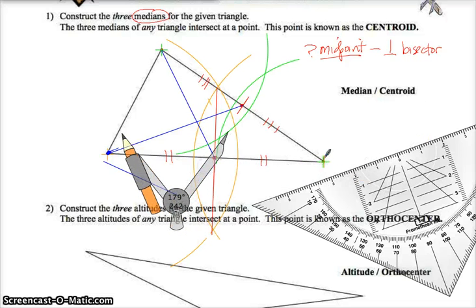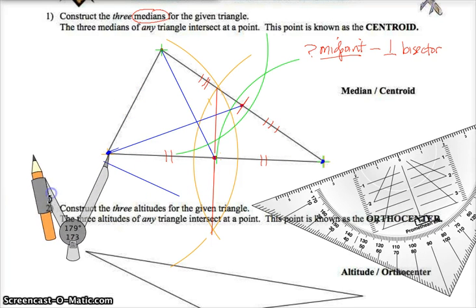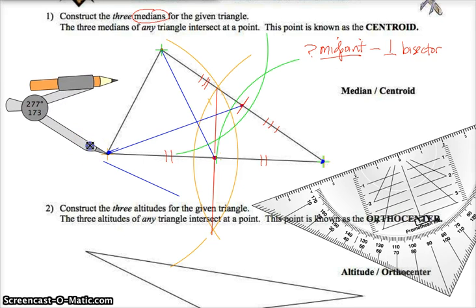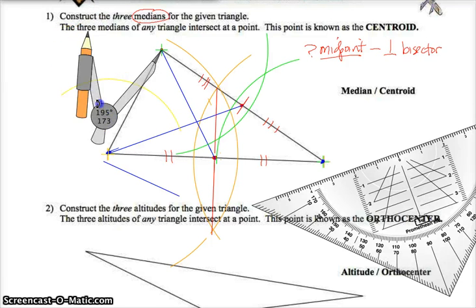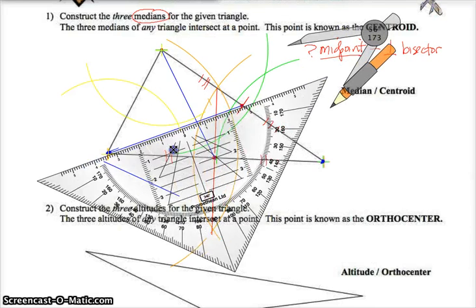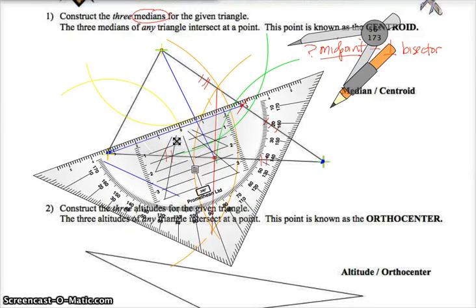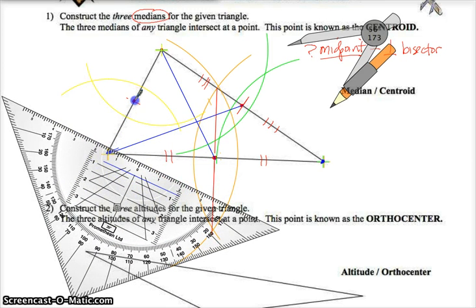Now we need to do our third median. So our third median needs to go from this vertex to this side opposite. So my last side I need to bisect is this side over here. Okay, so make sure it's more than halfway. It looks more than halfway to me. I do my scoop above and below, go over here, do my scoop above and below. I have to move my ruler over to those intersection points to identify my midpoint. So this is my midpoint right here.